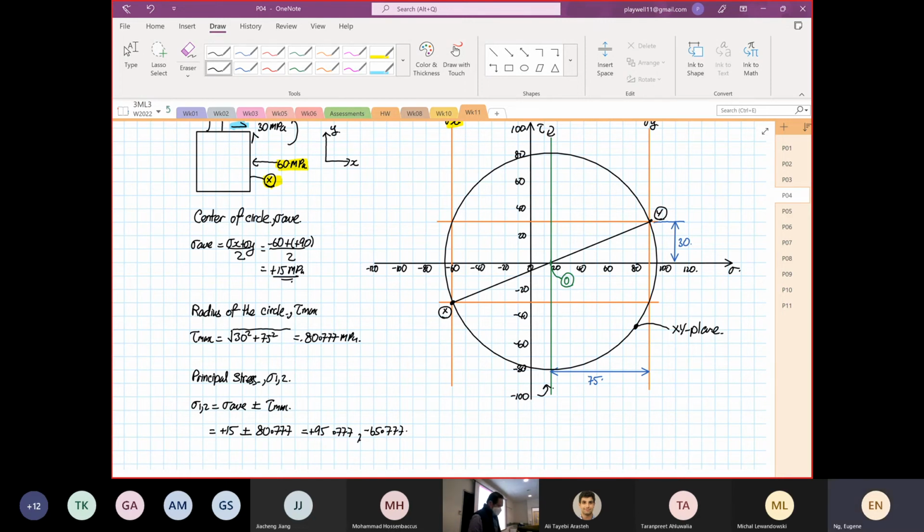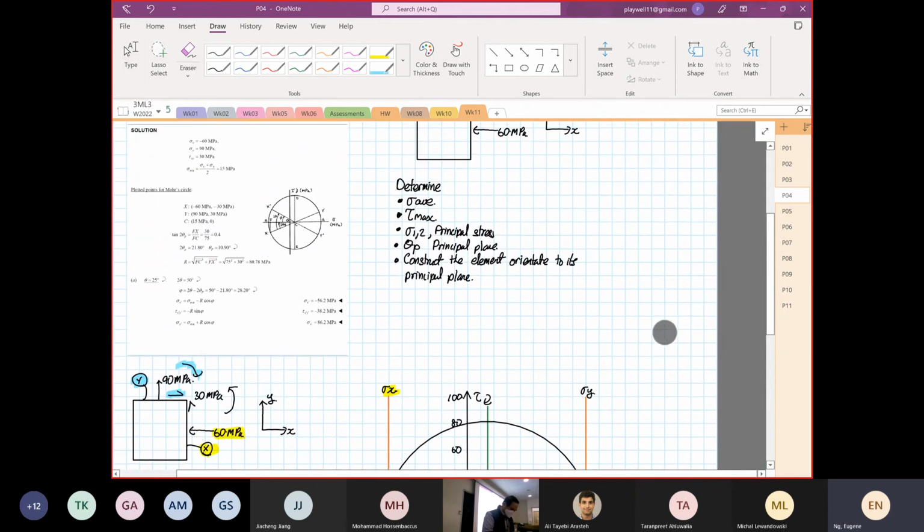So now, where are we now in our question? Is it straightforward? Is it easy? It's not that difficult, yes? Right? So where are we now in our question? We have determined stress average. We have determined our tau max. We have determined our principal stress. Next, we are going to determine our principal plane.